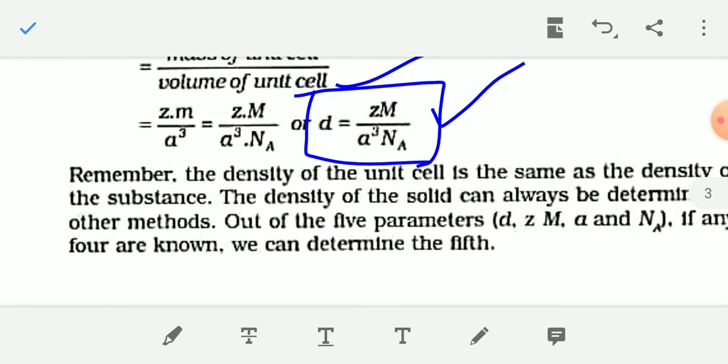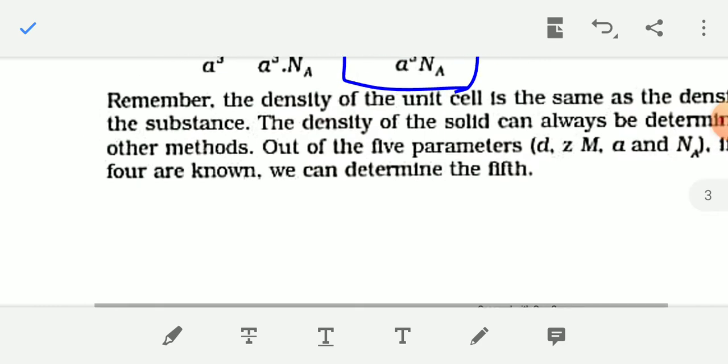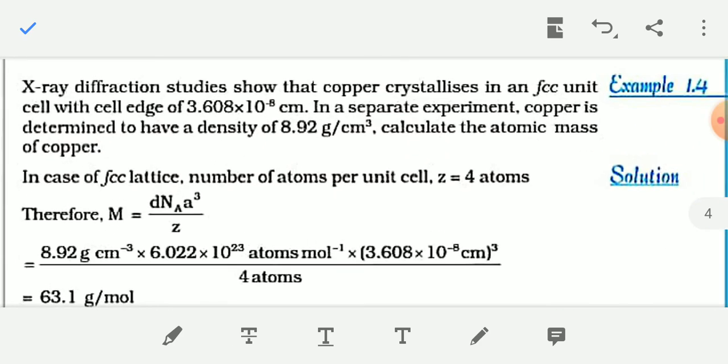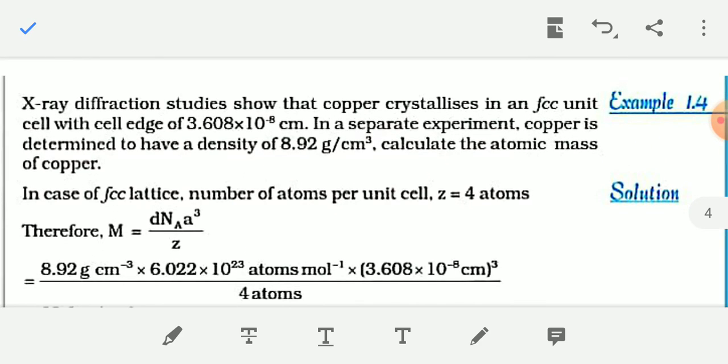From this relation or formula, values of four parameters will be given. Only one parameter you have to calculate. Okay, two examples are given. First question, example number 1.4.